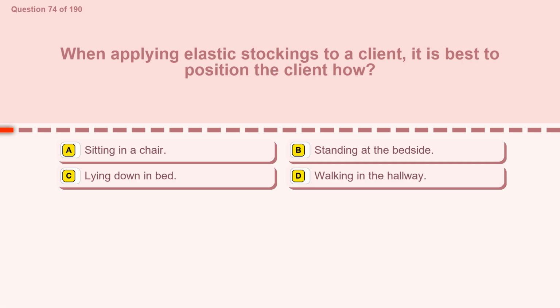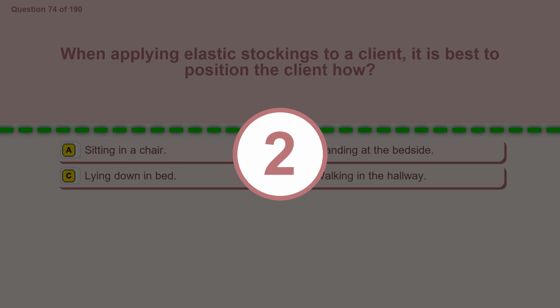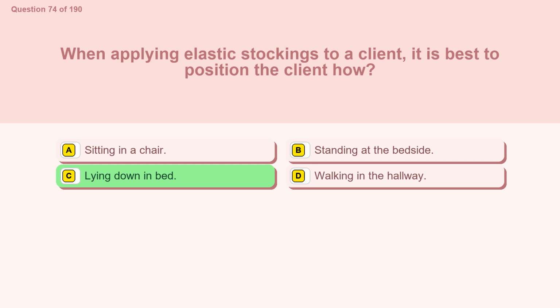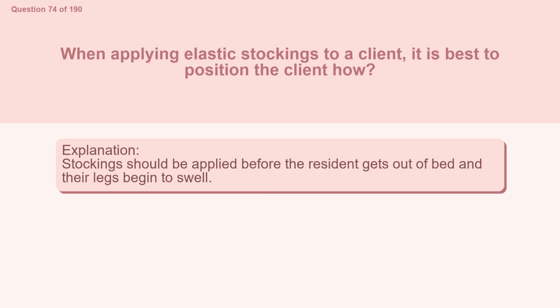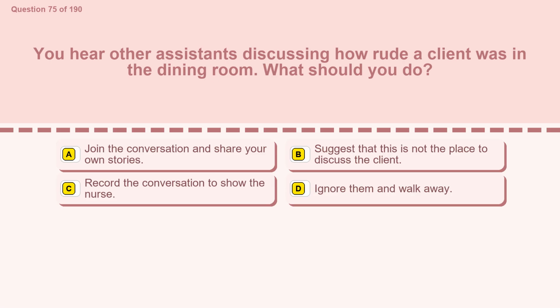Question 74. When applying elastic stockings to a client, it is best to position the client how? Option A. Sitting in a chair. Option B. Standing at the bedside. Option C. Lying down in bed. Option D. Walking in the hallway. The correct answer is option C. Lying down in bed. Stockings should be applied before the resident gets out of bed and their legs begin to swell.